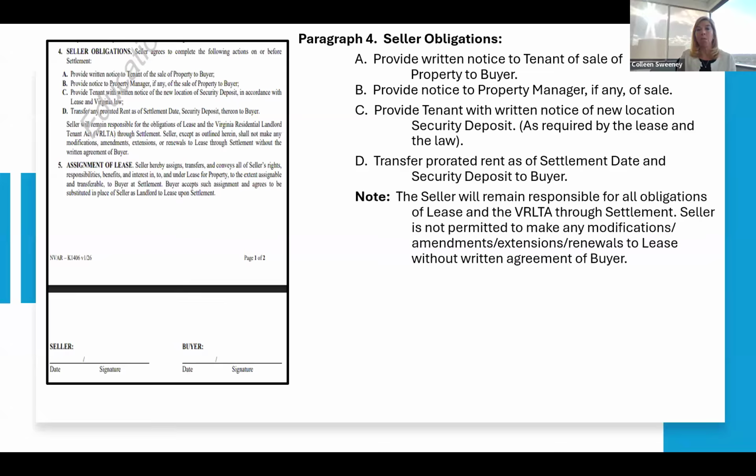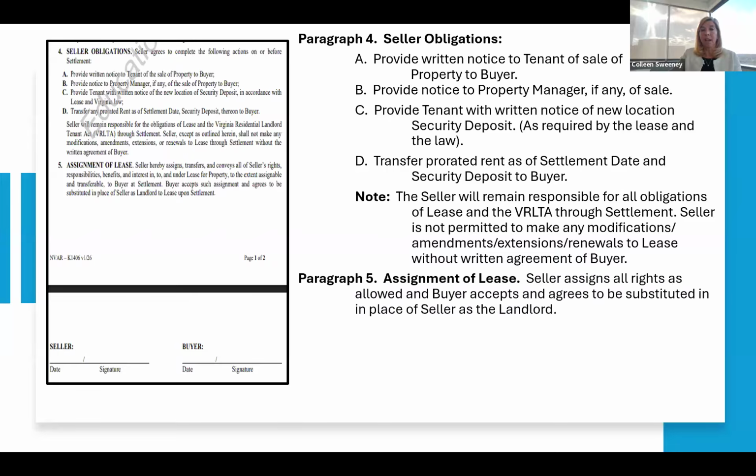Keep in mind the seller will remain responsible for all obligations of the lease and the VRLTA requirements through settlement. Seller is not permitted to make any modifications, amendments, extensions, renewals to the lease without written agreement of the buyer. You certainly wouldn't want the seller to say, oh, you can live rent free for the rest of the time, and that's an amendment that would be made, and the buyer would have no understanding. So this is important protection in there as well.